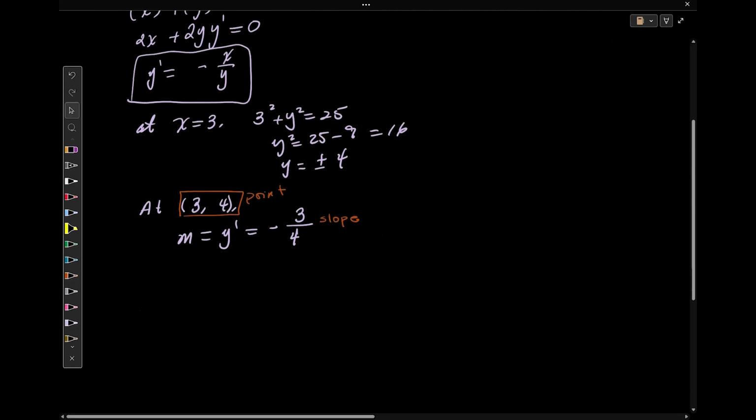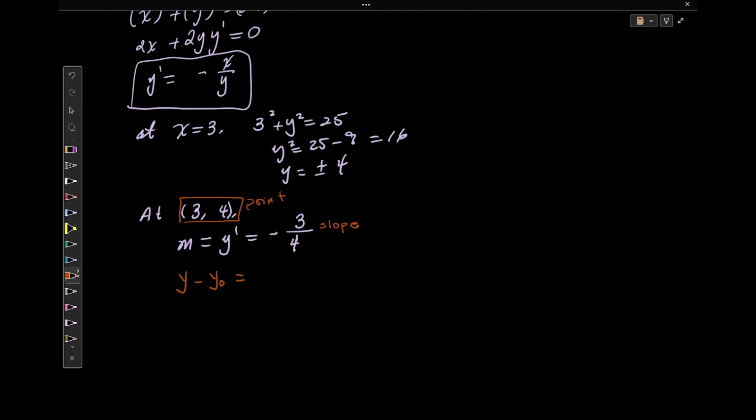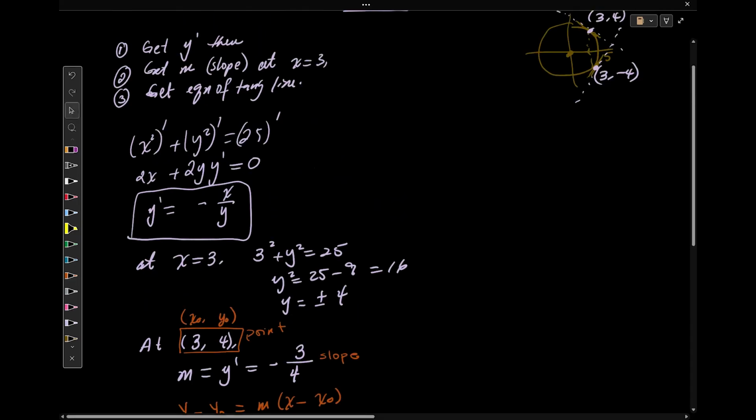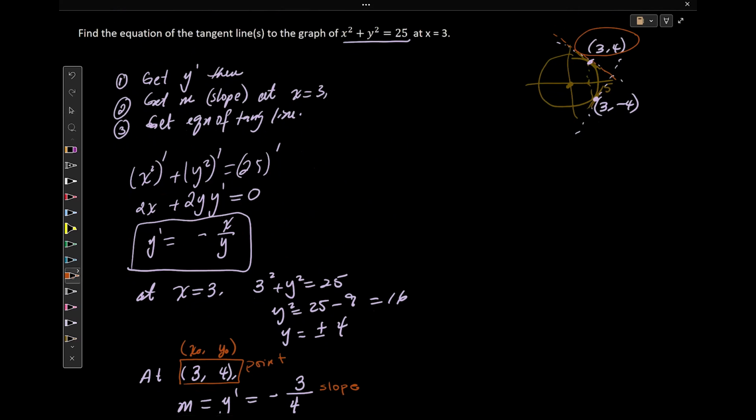So we could use the point-slope form, and we'll do it 2 ways. y minus y0 is m times x minus x0. This is my x0, there is my y0, and the slope m is negative 3/4. And m came out to be negative 3/4, which is a negative slope for the point (3, 4). This was our assumption, that the line is going down like this and has a negative slope. So we're on the right track.